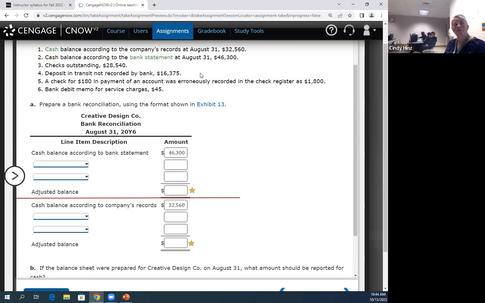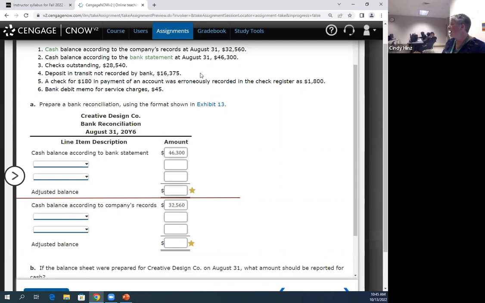I know you guys probably don't ever write checks, if you're anything like my children, who almost never write a check.